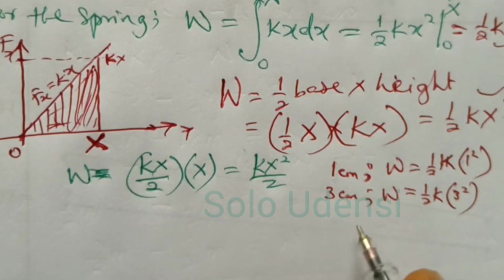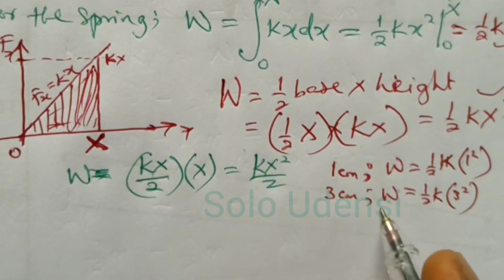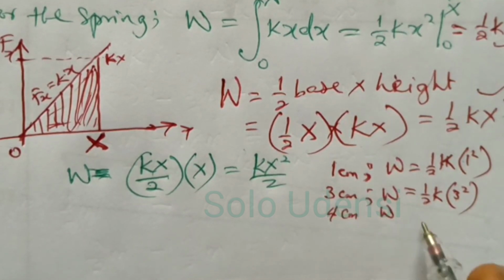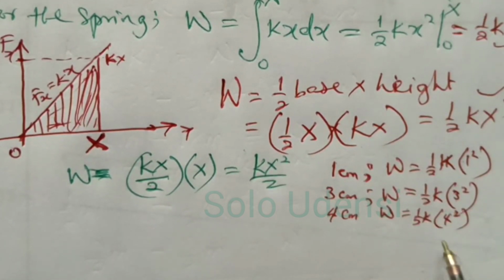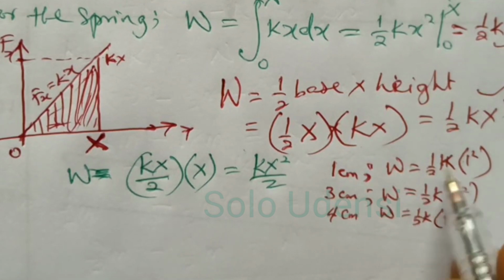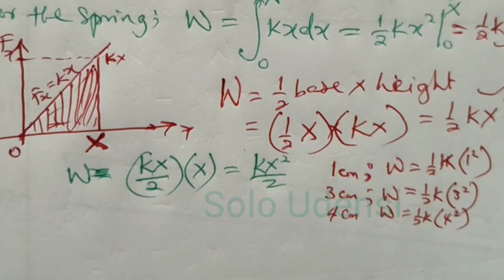So if we stretch it by 4 cm, we will have 1 over 2k 4 squared. So it will be 16 times when it is stretched by 1 cm, and so forth and so on. So let us do an example.